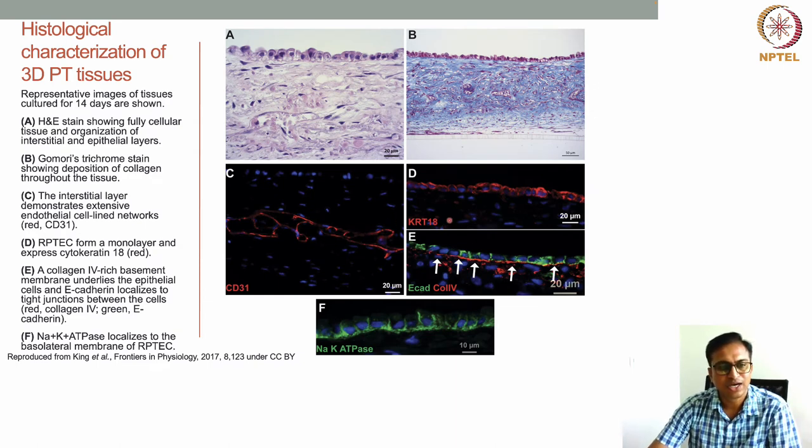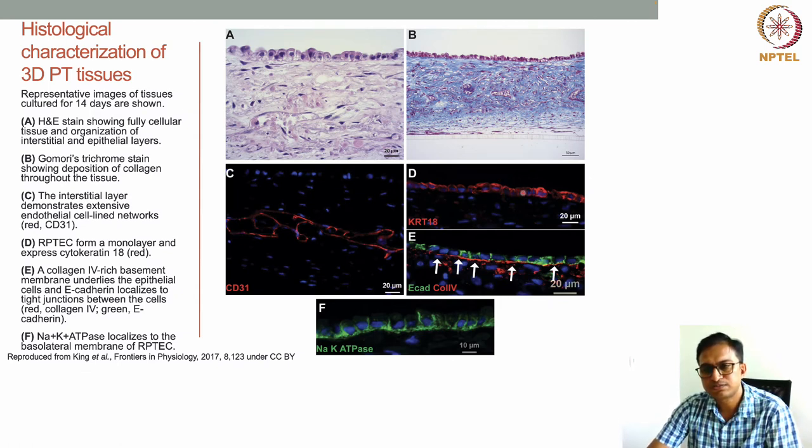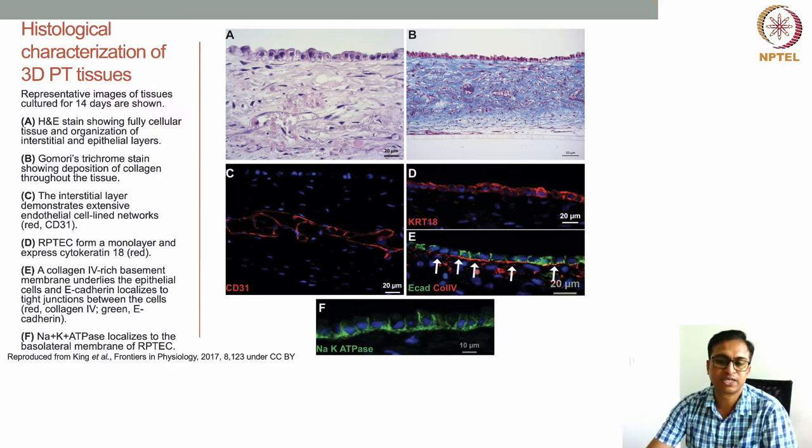And then the RPTEC monolayer expresses cytokeratin, KRT18, in red. So here the epithelial tissue forms a monolayer and expresses cytokeratin, which is a typical marker for epithelial cells, and you can clearly see a tight epithelial layer is formed. Also, a collagen 4-rich basement membrane can be seen between the epithelial and interstitial tissue. That is very important because the basement membrane separates the epithelial and interstitial tissue, acts as a barrier between the two, and also helps in absorption and other processes.